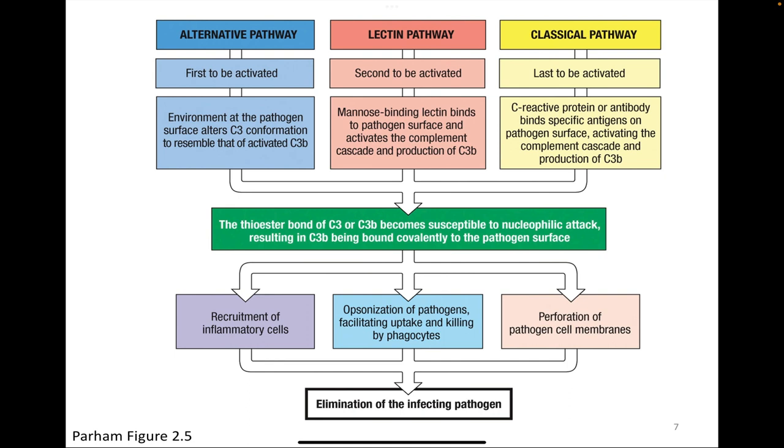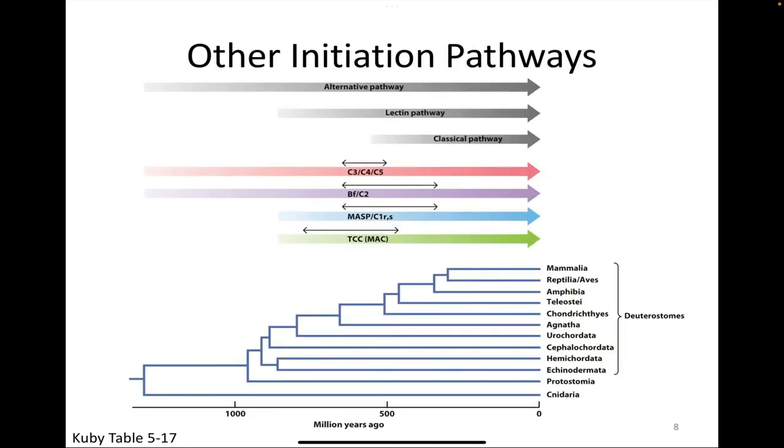And you've seen one way that we can turn on the complement cascade, the classical pathway. This was the first pathway that scientists described, though as you can see from your textbook, we now know it's actually probably the last one to be activated. It also is definitely the last one to have evolved. And you can see this here. The classical pathway is only present in some organisms like mammals, reptiles, birds, amphibians, while some of these other initiation pathways are present much further back in the phylogenetic tree. But I find if you understand the classical pathway, understanding the other ones is easier.